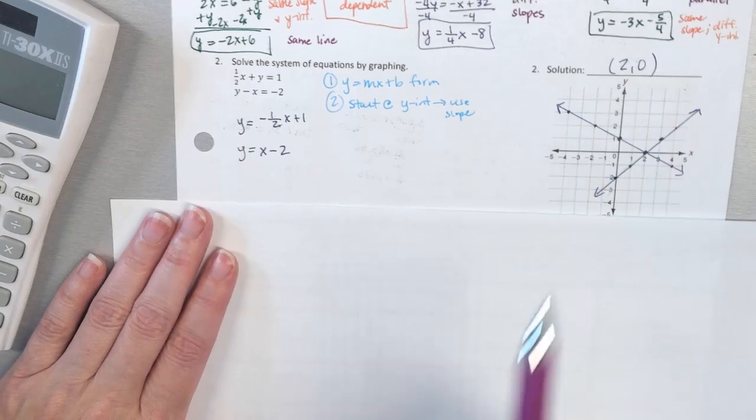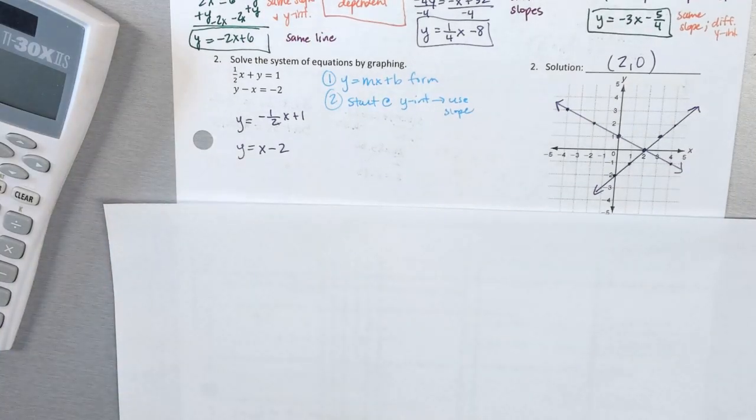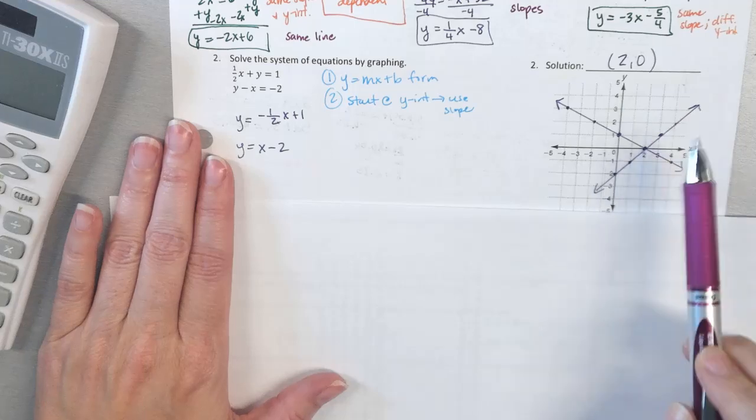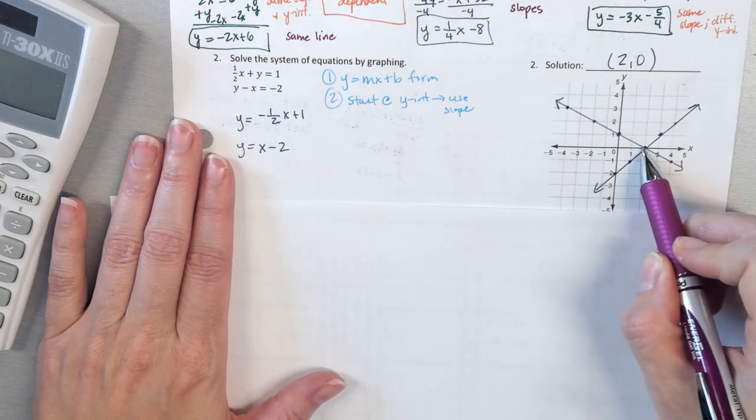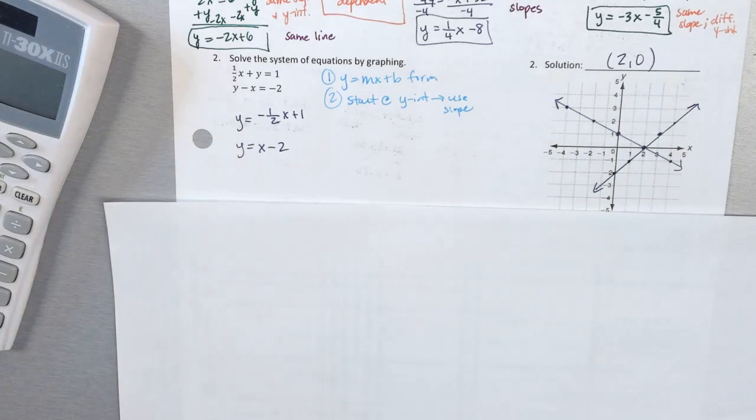Will you please double check that you wrote the solution there? Because some of you have the correct graph, but then you forgot to just write the solution up there. So this is at 2, 0, not 0, 2, but 2, 0. So make sure that you have that, okay?